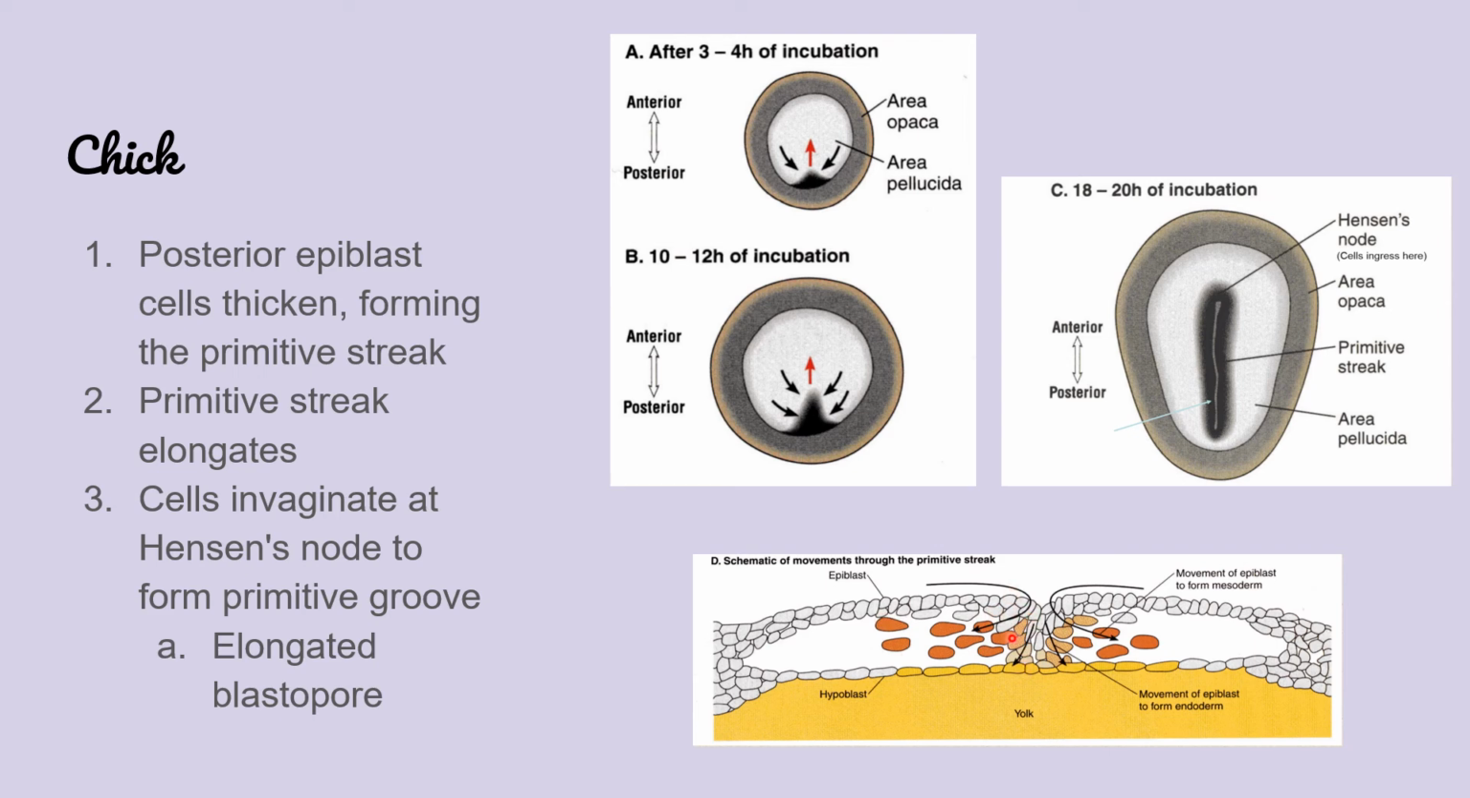And then eventually we know the epiblast goes and differentiates into the different cell types. So you can kind of see that here. And again, there's just your hypoblast for your support. And this Hensen's node here is also an elongated blastopore. And I think that covers everything that we're going to talk about in this lesson.